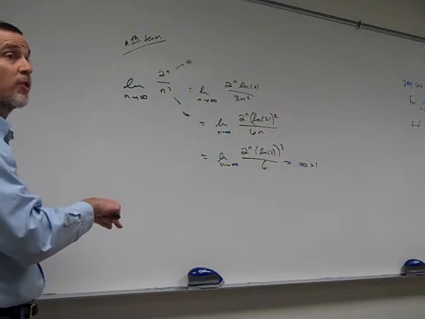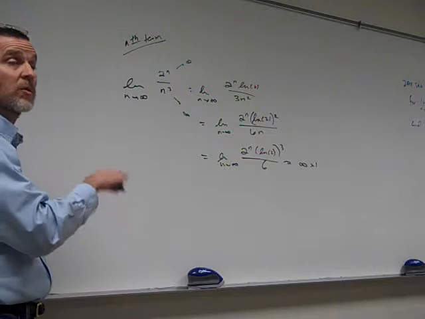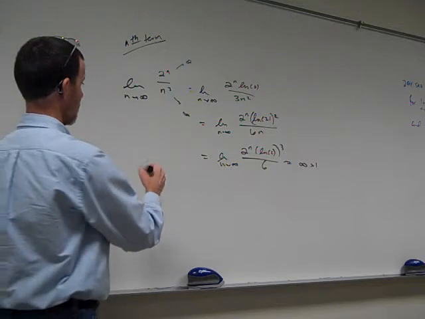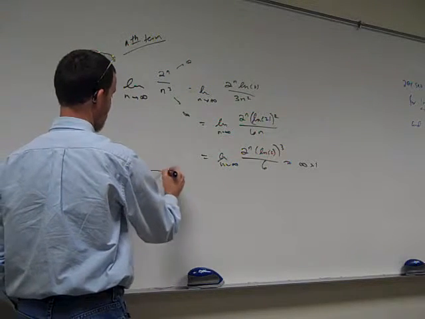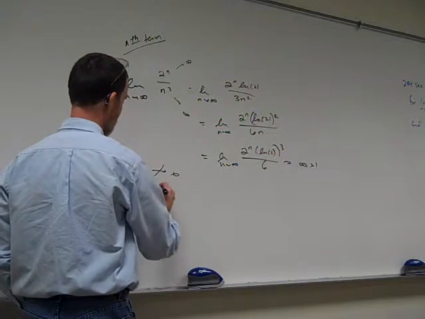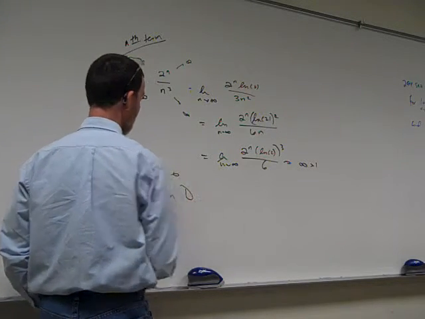If the terms don't go to 0, the series diverges. Terms do not go to 0, so the sum diverges.